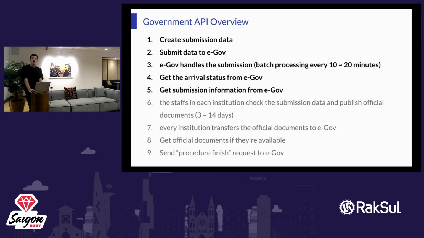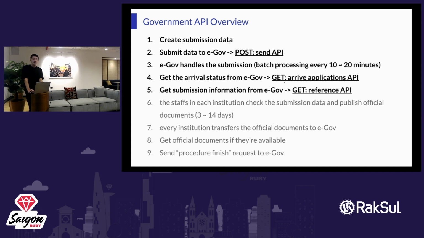At first, we create submission data. Then we submit data to eGov. Then eGov handles the submission. It's batch processing every 10 to 20 minutes. Then we get the arrival status from eGov. And finally, we can get submission information from eGov. The remaining 4 steps are not related to this presentation, so today I won't explain them. Let's focus on these 5 steps today.